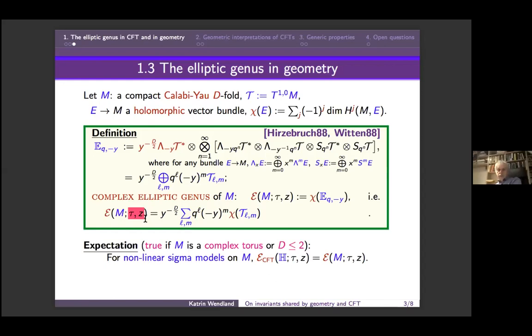I have a stupid question. Okay, please. You defined an elliptic genus. Do you have a hyperbolic genus? Not that I know of, actually.